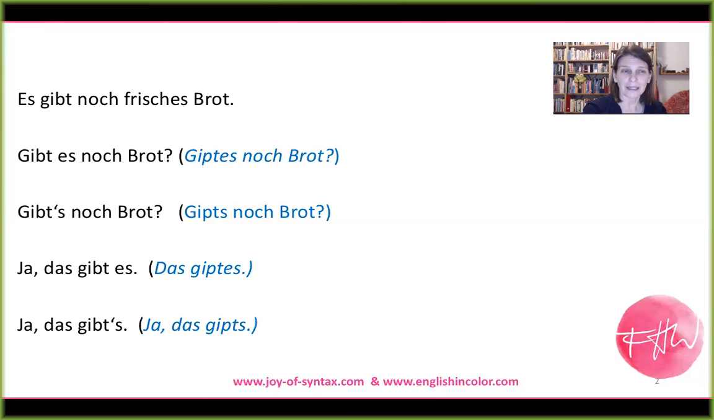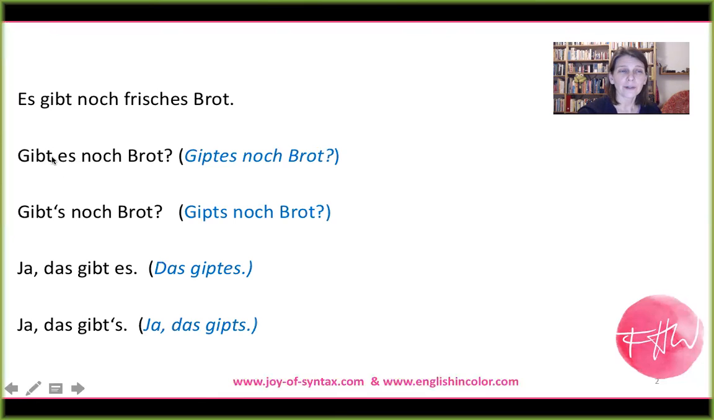So that's a bit complicated. Anyway, es gibt noch frisches Brot means there is still some fresh bread around, or there's some fresh bread left over or whatever. Es gibt noch frisches Brot. Now, one little thing here: the B is pronounced P, gibt, because the voiceless T follows and then this becomes devoiced, gibt. Geben, but gibt. Es gibt noch frisches Brot. Gibt es noch frisches Brot?